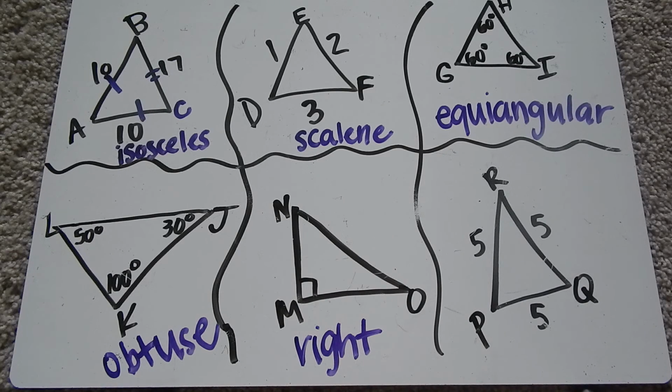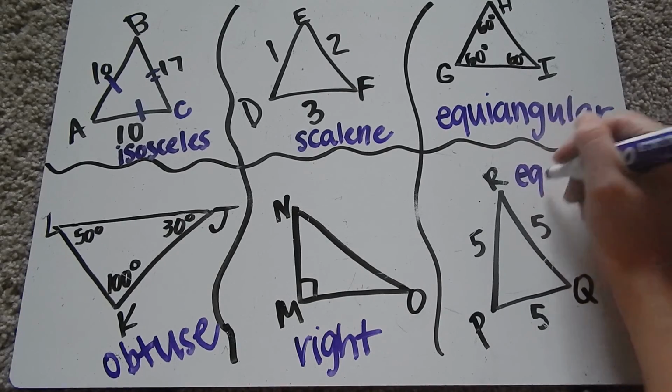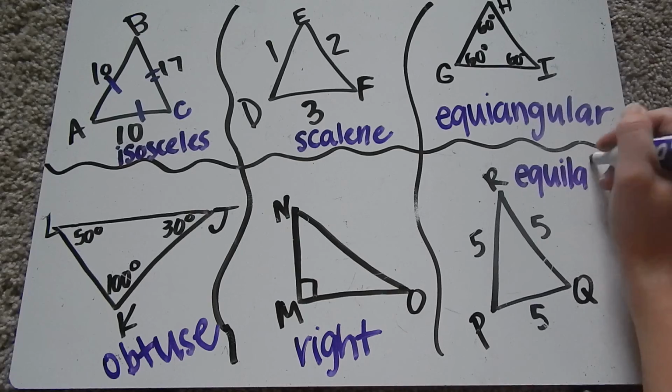And the last triangle, triangle PQR, we have side lengths. So we're going to classify this one by its sides. All sides are equal, so this one's called equilateral.